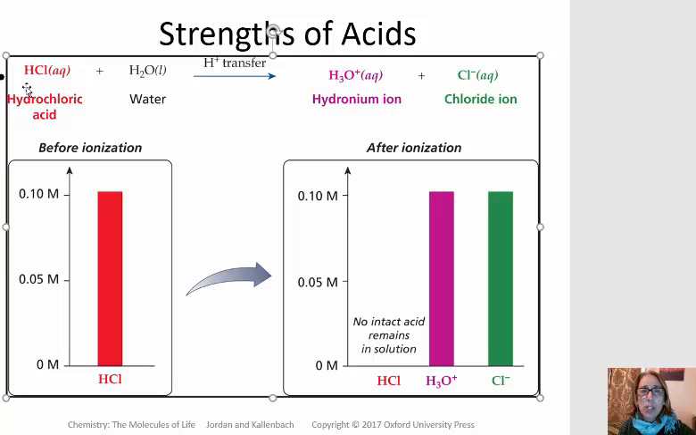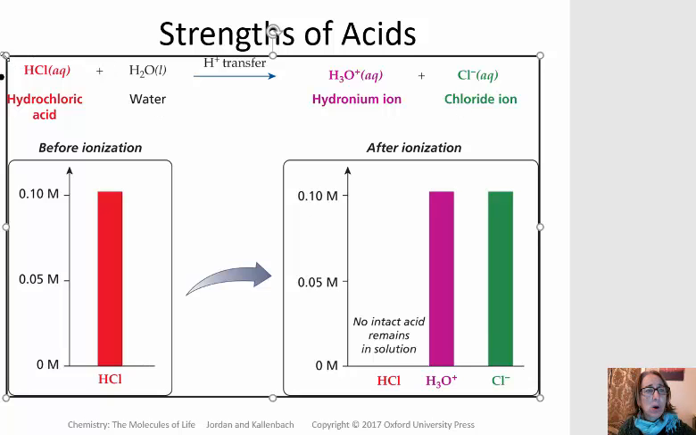When we dissolve HCl in water, all of the protons from HCl are donated to water. So after we dissolve HCl, there's no more HCl, really. What we have is hydronium and chloride. So if we start off with 0.1 molar of hydrochloric acid, afterwards we'll have 0.1 molar of hydronium and 0.1 molar of chloride. We have ions.